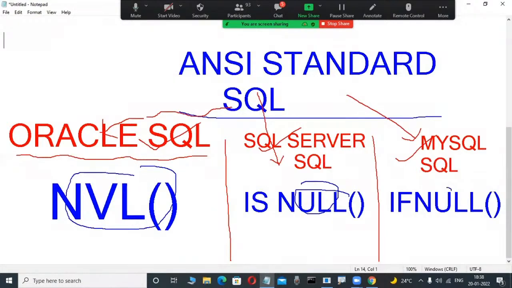And versions are syntactically totally different. The create procedure syntax is different here, and the create procedure syntax is different here. Here there are slight differences.